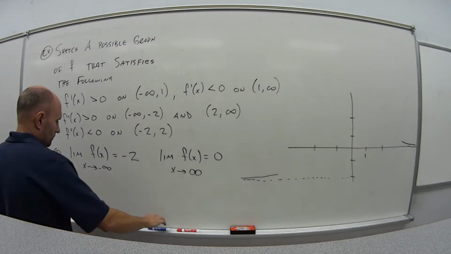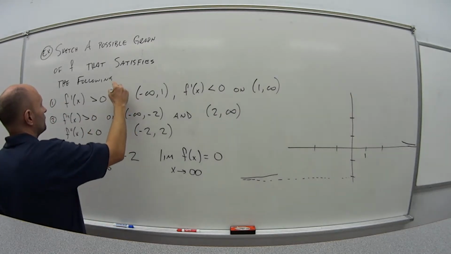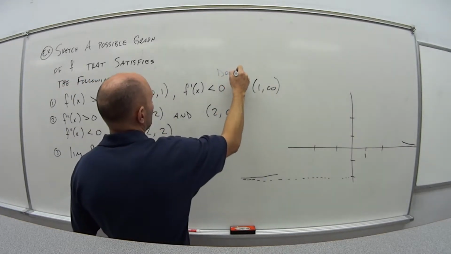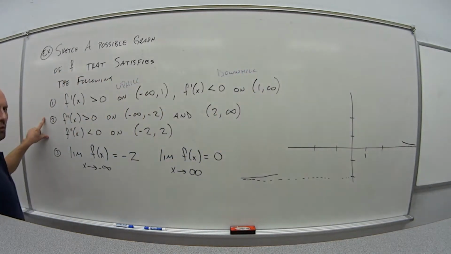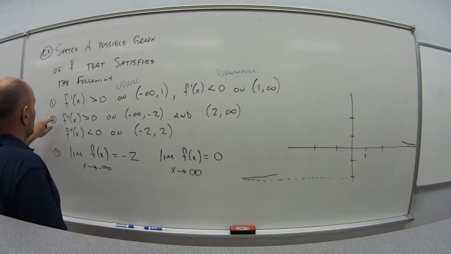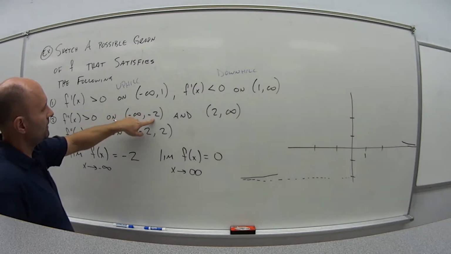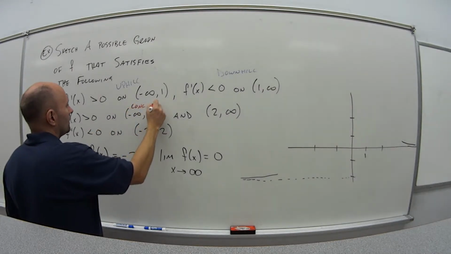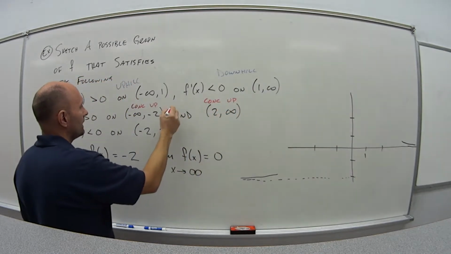So let's put these in some notes here. The first part, up to 1, means this is running uphill. And after we pass 1, this is running downhill. The second one is telling us about concavity. So f double prime is positive from negative infinity to negative 2, and from 2 to infinity. If it's positive, that means it's concave up. So it's got to look like a coffee cup.